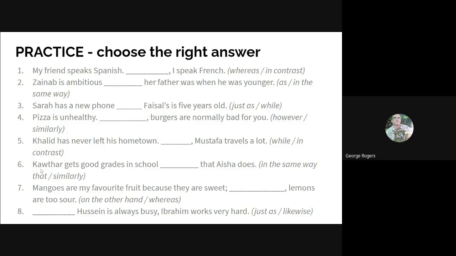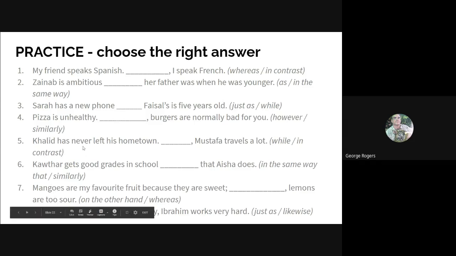This one, Khalid gets good grades in school. Blank, that Aisha does. And so here, Aisha does. If that's all we had, Aisha does. Something's kind of missing. Aisha does. Well, what does Aisha do? So again, this is a subordinator, and this is the dependent clause. Figure out which one goes there.